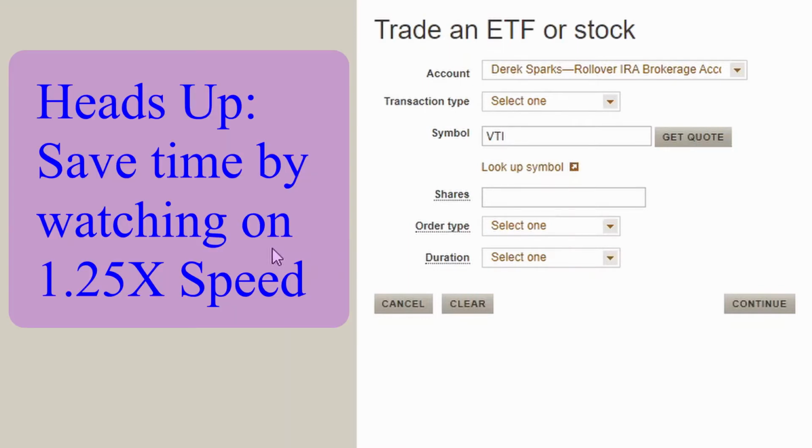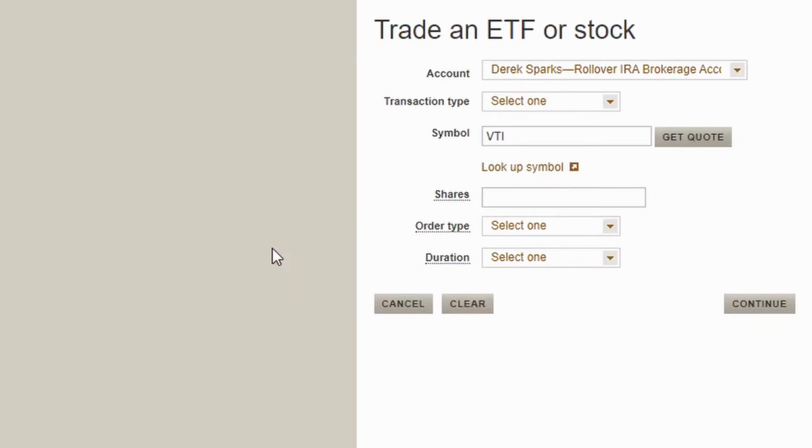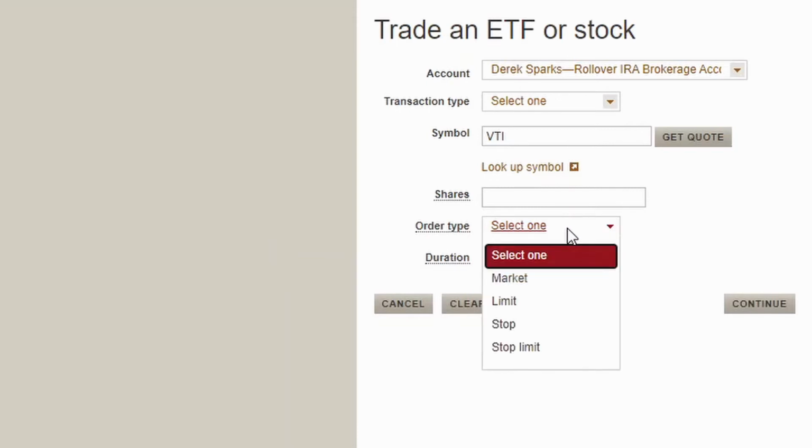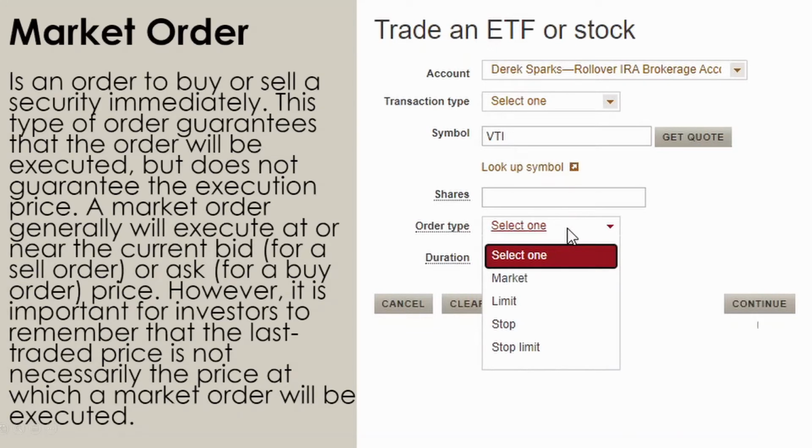Let's dive right into it. We're going to use my account, my rollover IRA, just as an example. This is Vanguard's view of it. Now, the verbiage is going to be identical regardless of where you're at. The ordering and layout might be a little bit different. So the order types that you need to be aware of, at least listed here, are market, limit, stop, and stop limit. So a market order is essentially an order to buy or sell a security immediately.